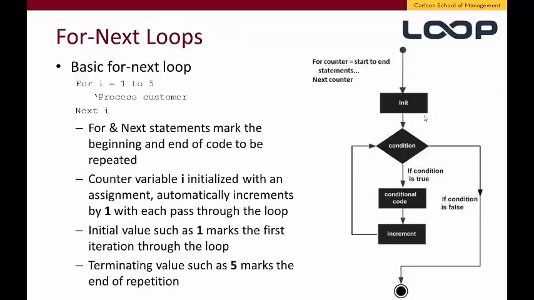For next loops are used when a specific number of passes through the loop is known in advance. If we know we will be processing exactly 5 customers, the basic form of for next loop shown on this slide is the way to go. The counter variable, typically something like i or j, is initialized and incremented by 1 with each pass through the loop automatically. Once it hits the value of 5, that is the terminating value, the loop ends.